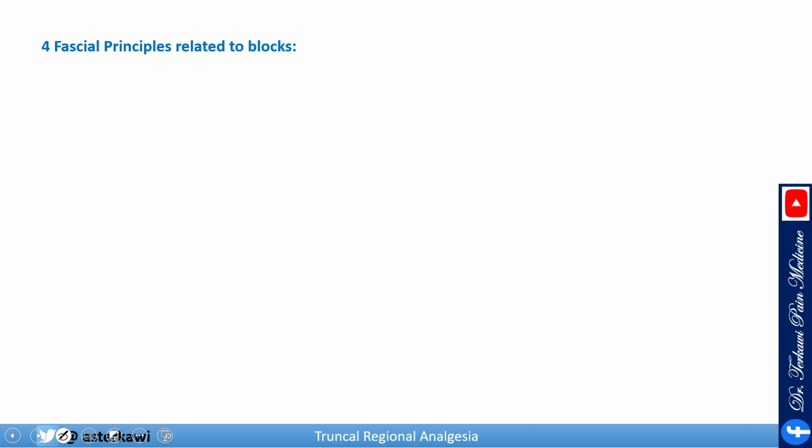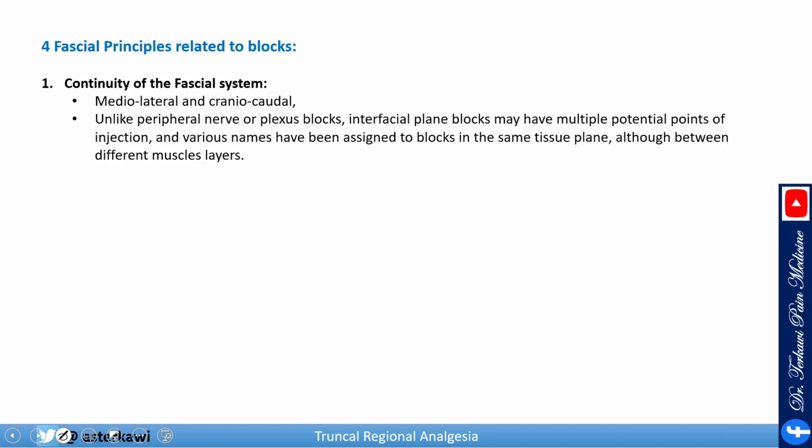There are four important fascial principles related to the interfascial plane block. One, the continuity of the fascial system, mediolateral and craniocaudal. Unlike a peripheral nerve or plexus, an interfascial plane block may have multiple potential points of injection, and various names have been assigned to blocks in the same tissue plane, although between different muscle layers.